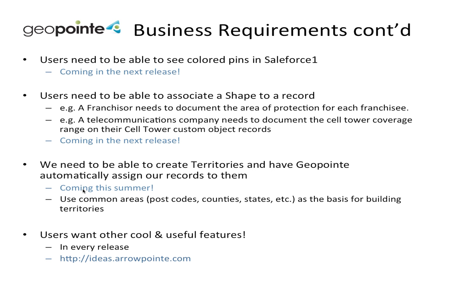And it's the ability to essentially treat a shape as a piece of data on a record. So maybe you're in franchising and you want to document for every franchisee what that area of protection is around their franchise so that other franchisees cannot be in that area. That's a way to do that.